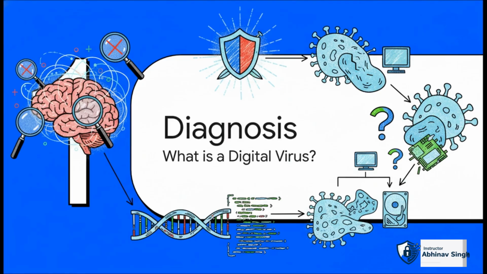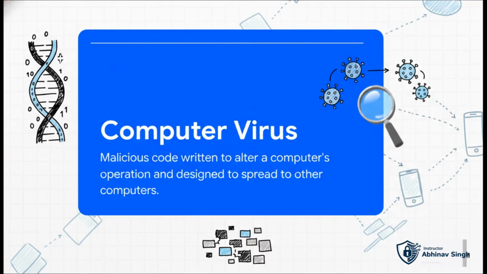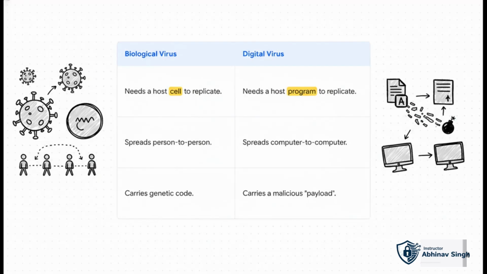what you're dealing with. So at its heart, a computer virus is really just a piece of code that has two main goals. Number one, mess with how your computer works without you knowing. And number two, make copies of itself so it can jump to other machines. It's basically a digital parasite. And this is where the comparison gets really, really cool.